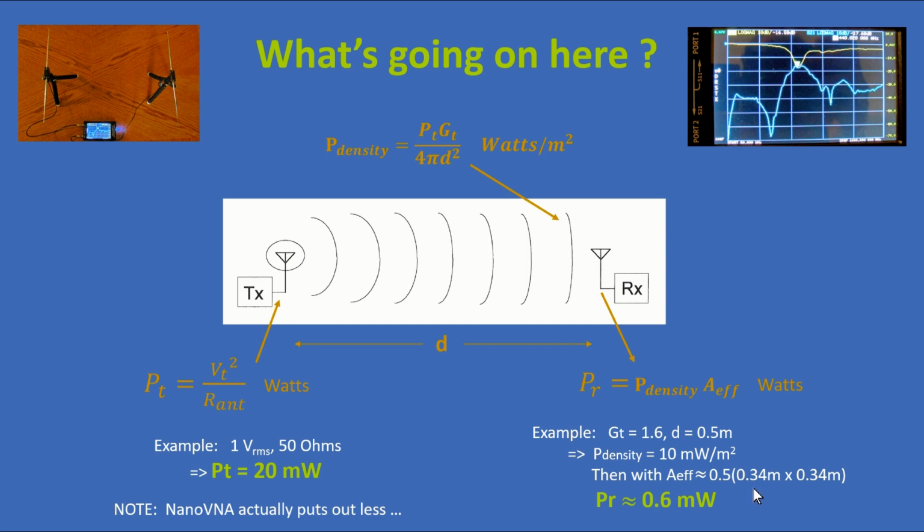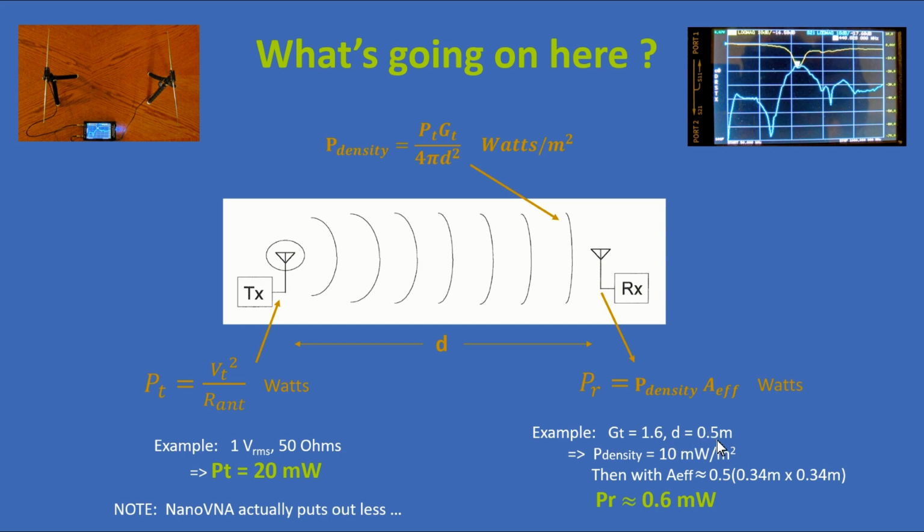Our receive antenna is a half wavelength dipole at 440 megahertz. So that works out to about 68 centimeter wavelength, or 34 centimeter, 0.34 meter length for the dipole. Area effective works out to be 0.058 square meters. We multiply that by 10 milliwatts per square meter and we get about 0.6 milliwatts.